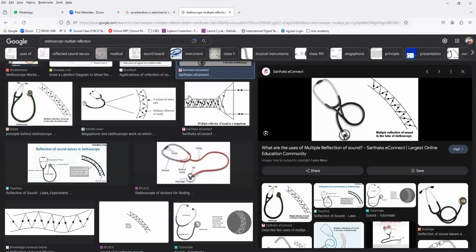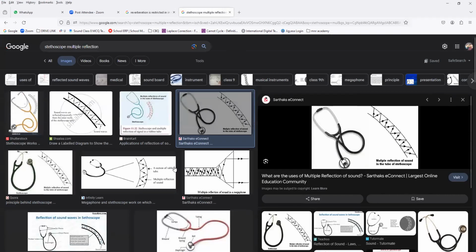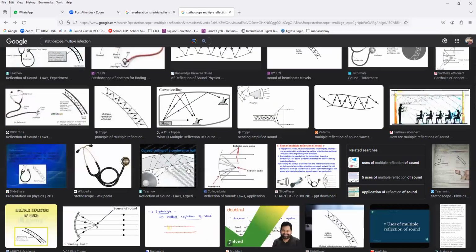First one is what, everybody? Megaphone or speaking tube. The megaphone is also called a speaking tube. Under the same concept, we can take the horn; the horn also uses multiple reflections. Next, the stethoscope, a medical instrument, also uses multiple reflections. Then next, you can see soundboards. That is the third point. Soundboards are also multiple reflections.